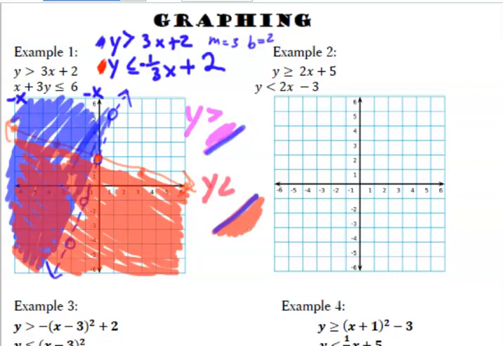Now this only will work if you have y by itself on the left side. If you use a test point such as 0, 0, it will work regardless if y is by itself or not. Try that next one.